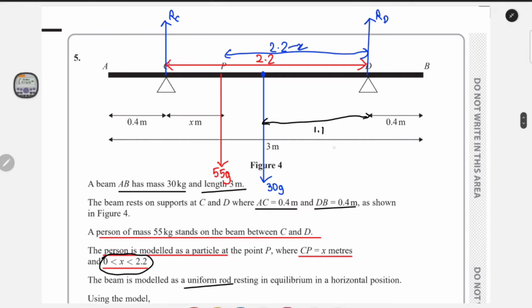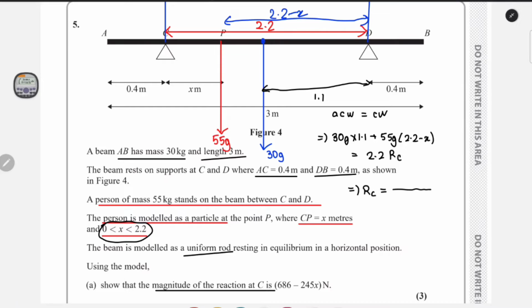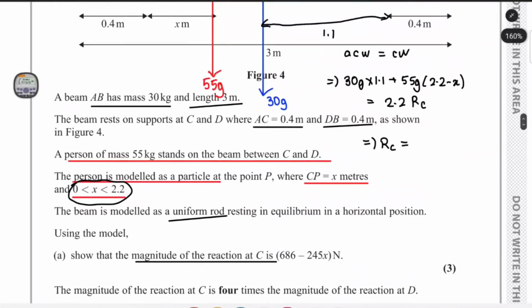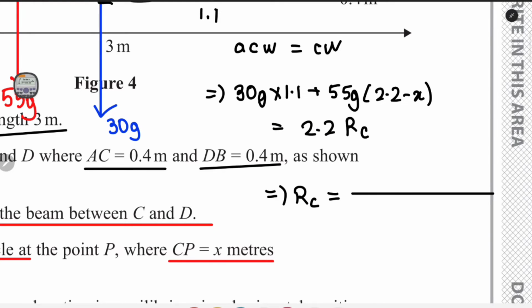So if we calculate, we have anti-clockwise moment equals clockwise moment. So 30g into 1.1 plus 55g into (2.2 minus x) equals 2.2 times the reaction at C, and we need the reaction at C as the subject. Calculating this, 30g into 1.1 will be 33g. Then we'll have 121g minus 55xg, and this will be divided by 2.2.